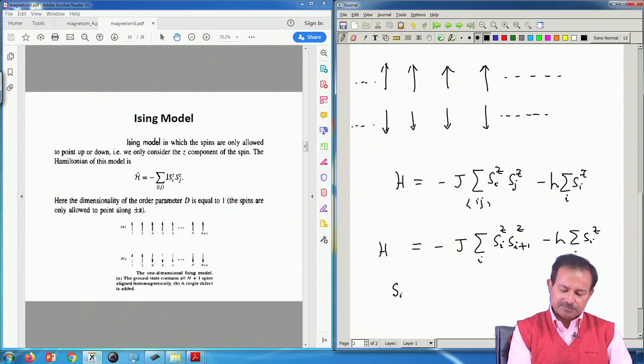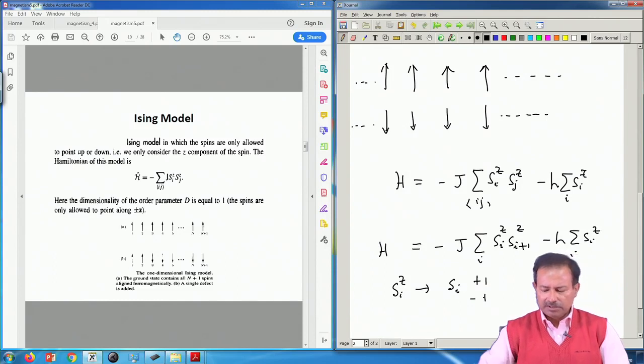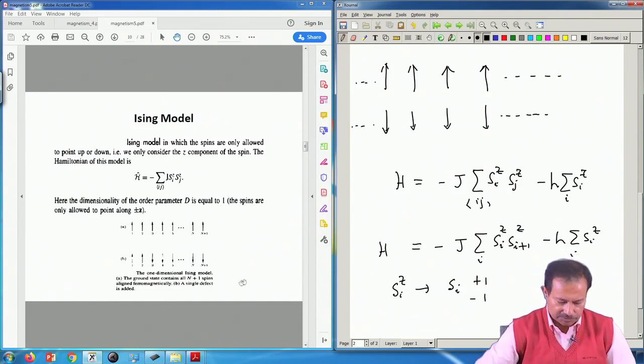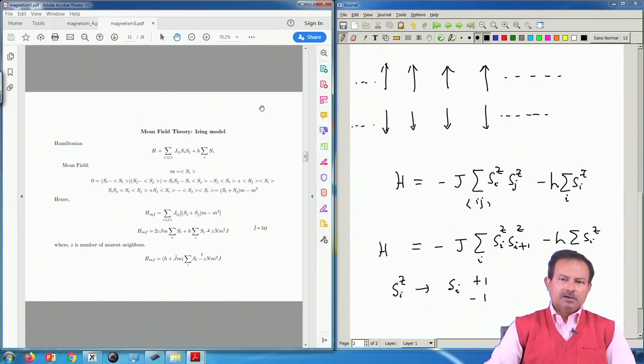This S_i^z, being only one component, is often just written as S_i with a value plus 1 or minus 1. Okay. So, that is how the Ising model is mostly written. In some books you will find it is written with sigma. So, always the same thing, they take the values plus 1 and minus 1.